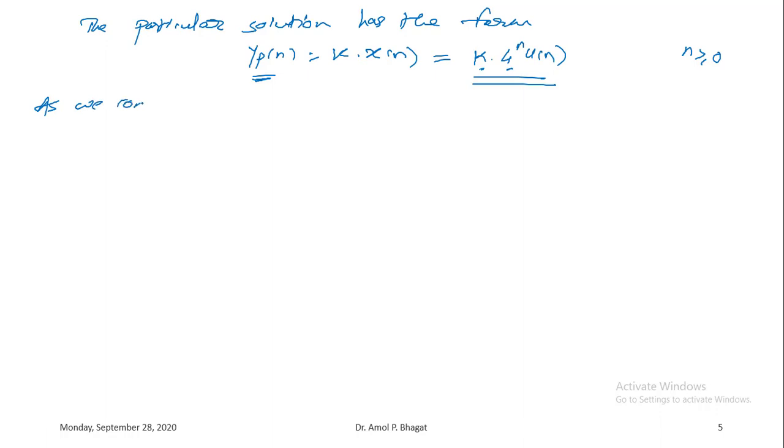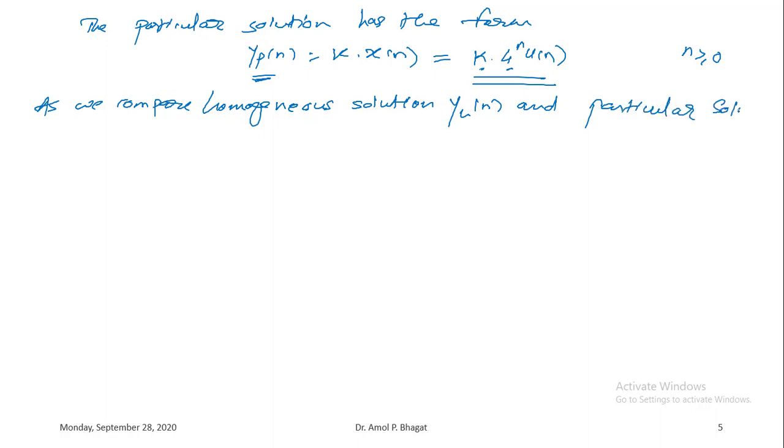As we compare the homogeneous solution h of n and the particular solution, that is yp of n, we observe that yp of n, that means yp of n comprising this term, that is constant multiplied by 4 raised to power n, is already contained in the homogeneous solution, right?